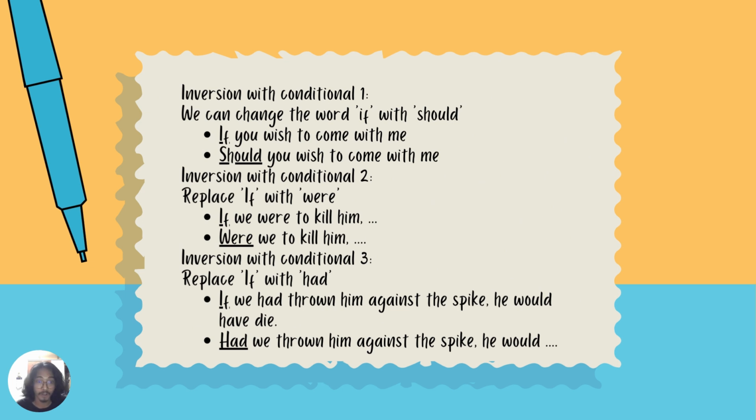So remember, for conditional one, change the word "if" to "should". For conditional two, replace the word "if" with "were". And for conditional three, replace the word "if" with "had". And then you will have a good sentence of inversion.